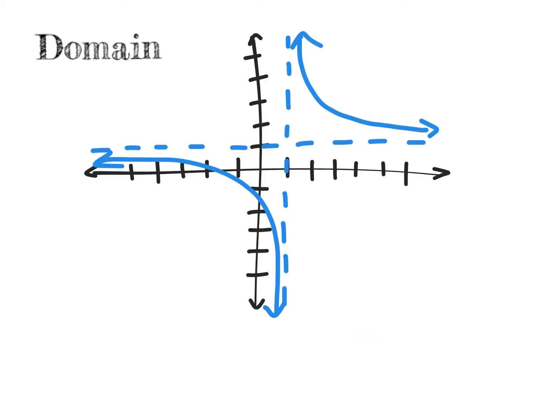Let's start with domain. The important thing to focus on when we're dealing with domain is the vertical asymptotes. So I always want to identify my vertical asymptotes for domain. Okay, so the vertical asymptote here we have at x equals 1.